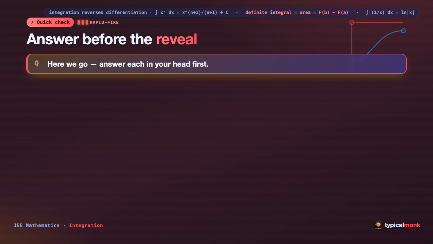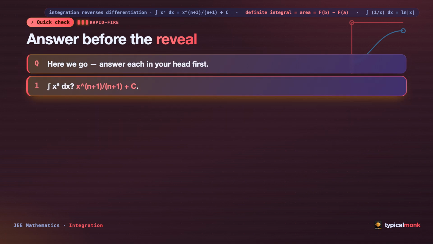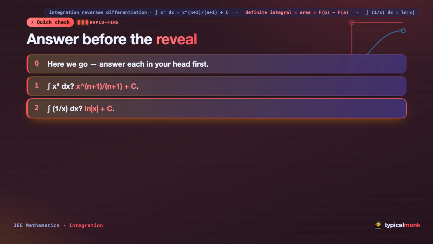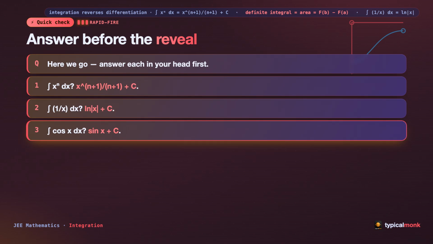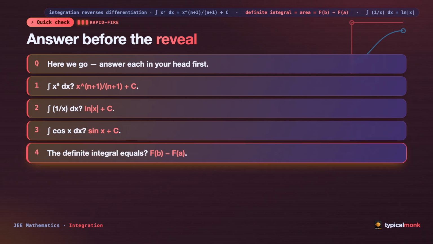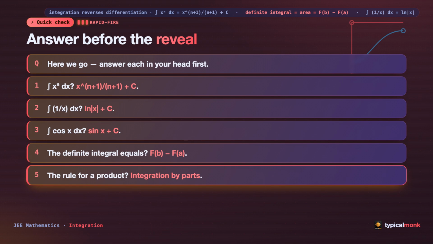Now test yourself. Answer in your head before the reveal. That is how speed is built. Here we go. Question 1. The integral of x to the n. X to the n plus 1 over n plus 1, plus c. Question 2. The integral of 1 over x. The natural log of the absolute value of x plus c. Question 3. The integral of cosine x: sin x plus c. Question 4. The definite integral equals f of b minus f of a. And question 5. The rule for a product: integration by parts.